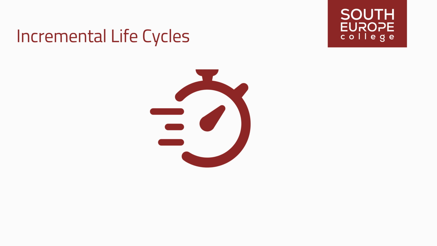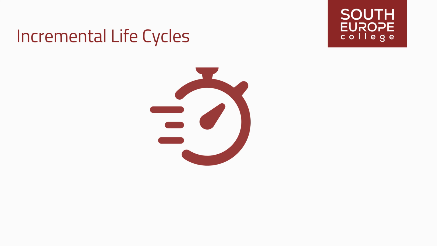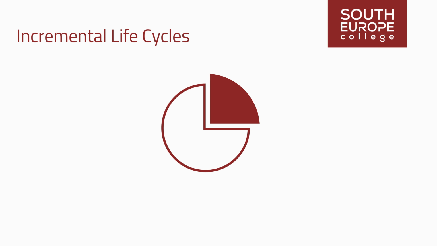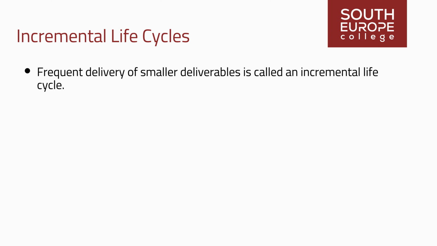Some projects optimize for speed of delivery. Many businesses and initiatives cannot afford to wait for everything to be completed. In these cases, customers are willing to receive a subset of the overall solution. This frequent delivery of smaller deliverables is called an incremental life cycle.